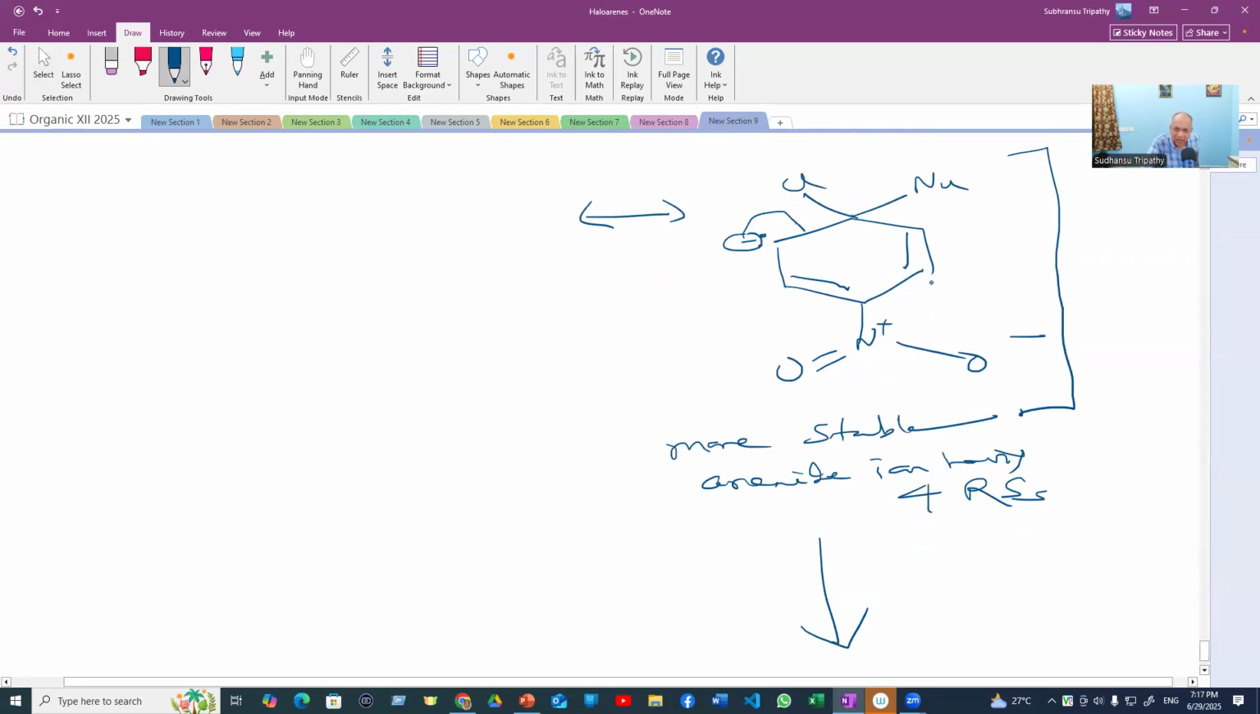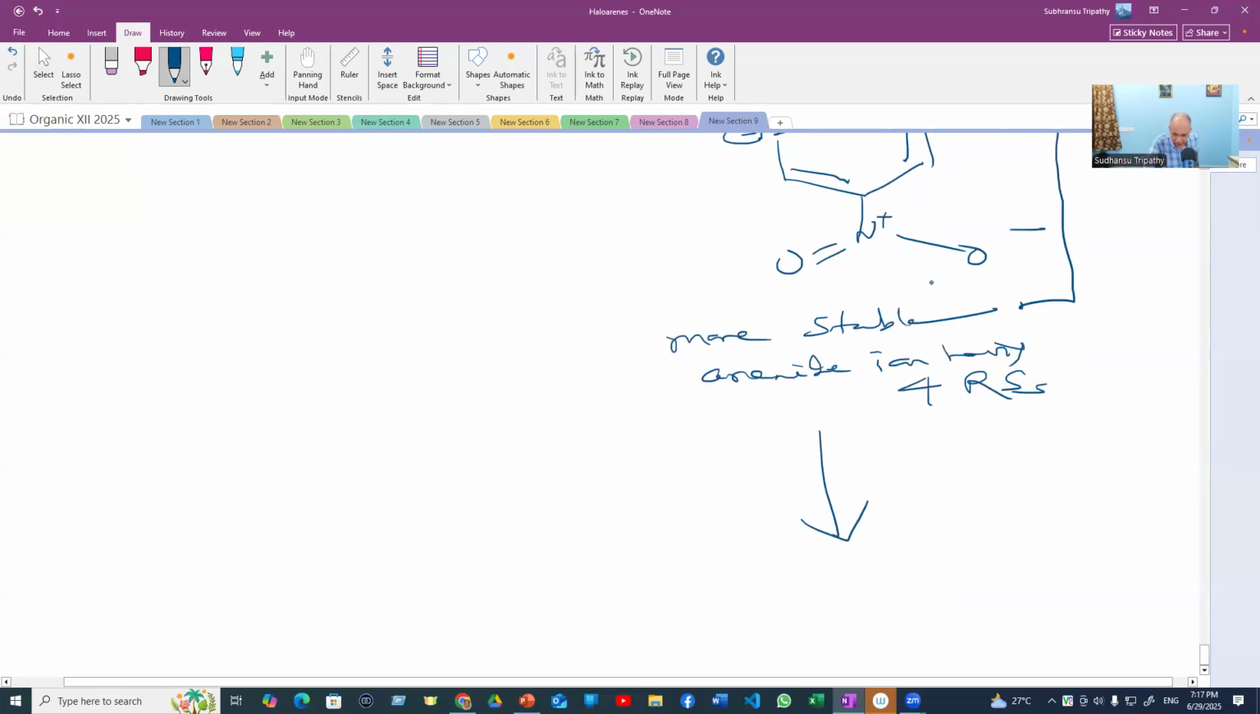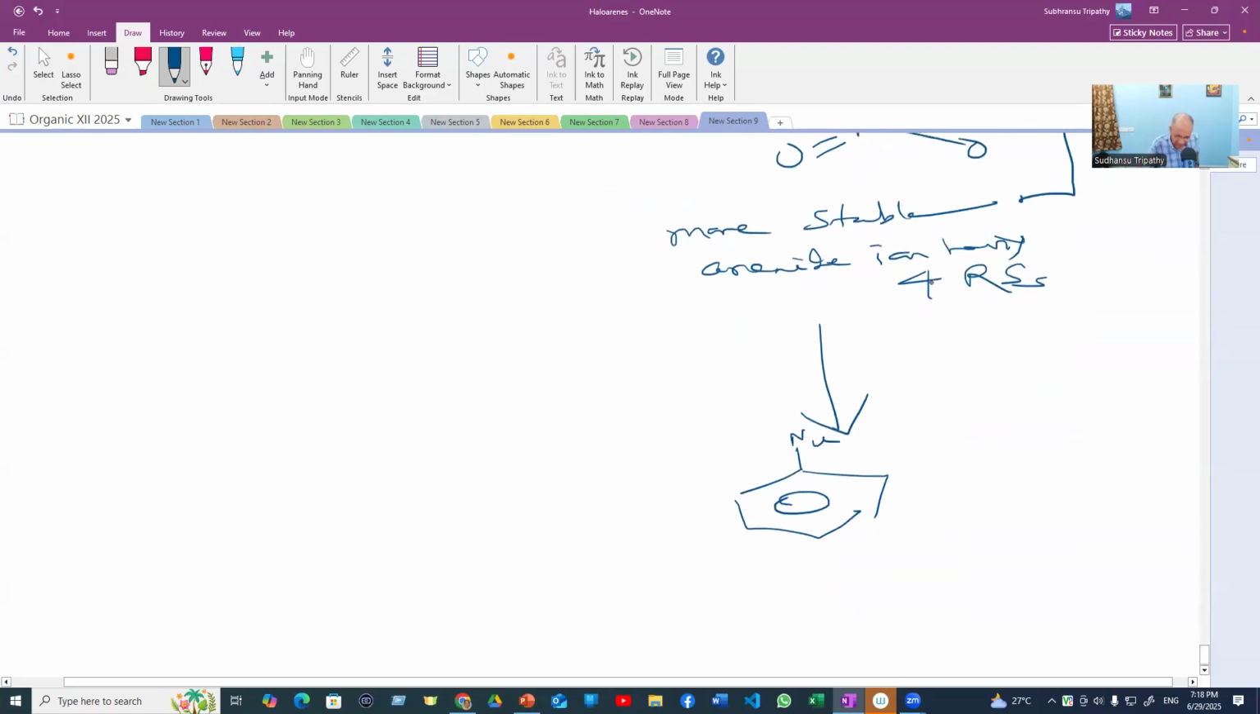And this comes here, this goes, and you get the product. I have stopped here because our mechanism is already over. So Nu is permanently attached here in the place of the leaving group, and the already existing group is NO2. You got it?